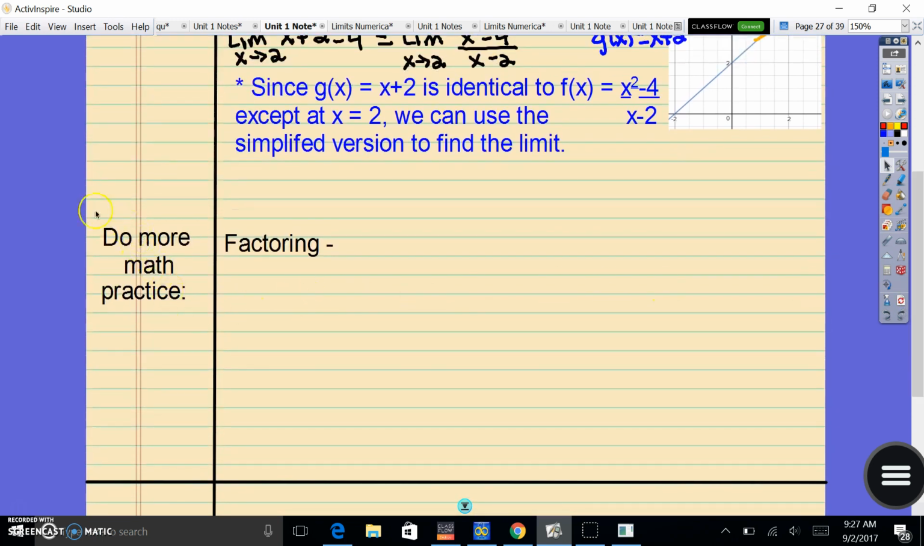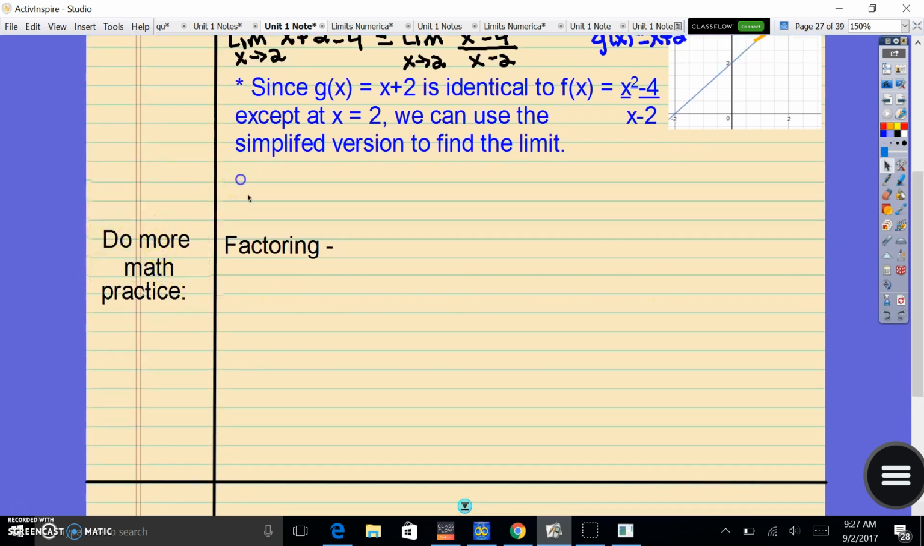Do more math. We're going to do this by factoring. And factoring is not the only technique that we have, but it is one of the more basic ones that we're going to encounter. So we'll do more advanced ones later. Let's look at the limit as x approaches negative 5 of x squared minus 25 over x plus 5.